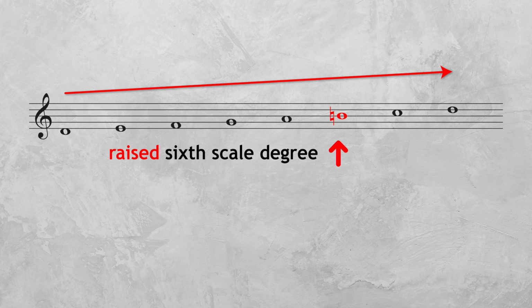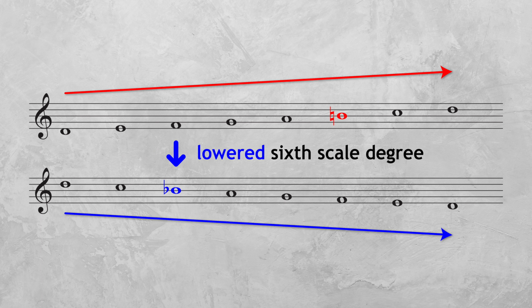Melodically, it's very common to use the raised 6th scale degree when you're ascending in your melodic contour, and use the lowered 6th scale degree when you're descending in your melodic contour.